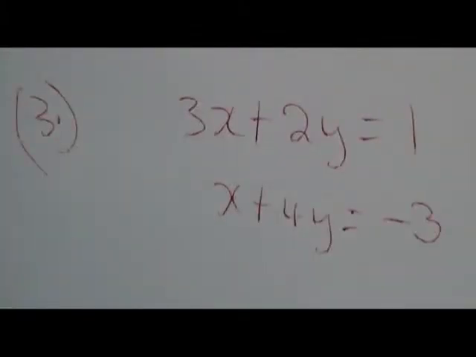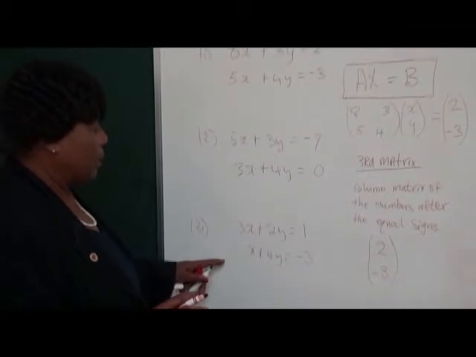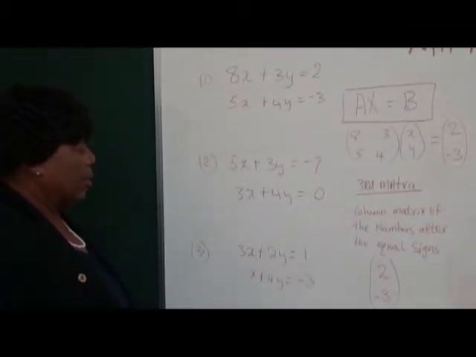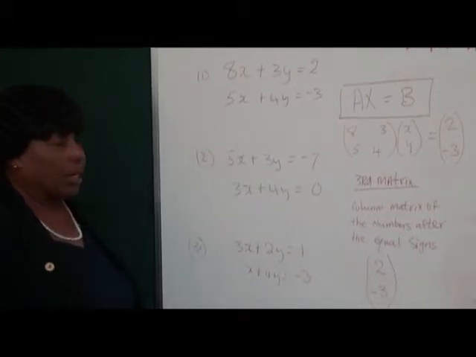Secondly, to show that you can write it in that form, I want you to try this other one, which is 3x plus 2y is equal to 1, and x plus 4y is equal to -3.